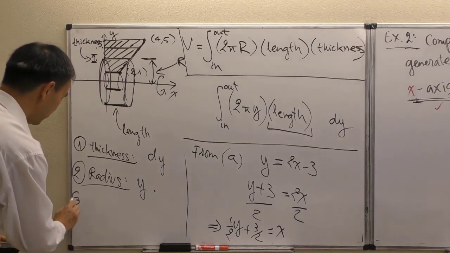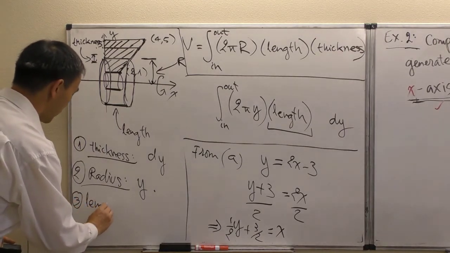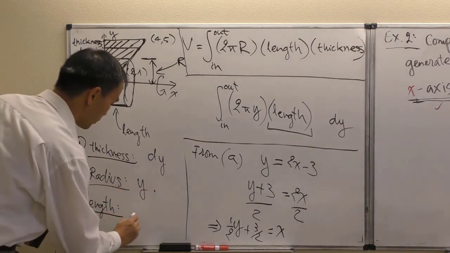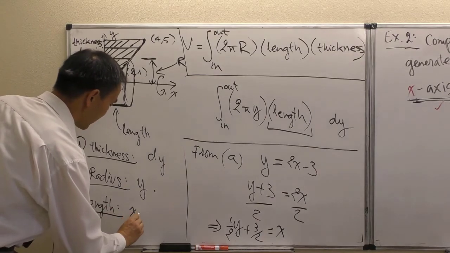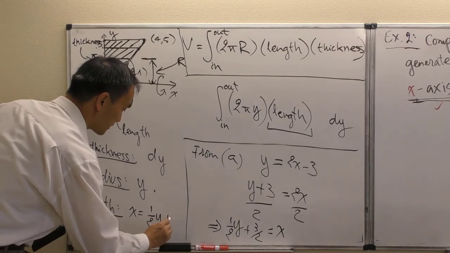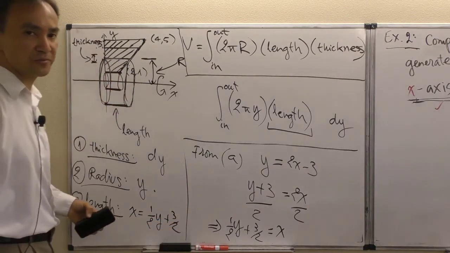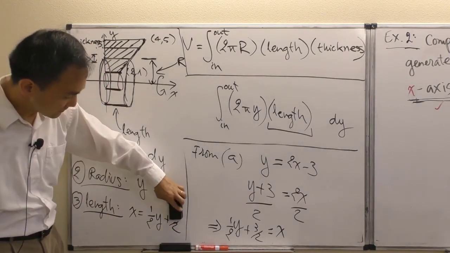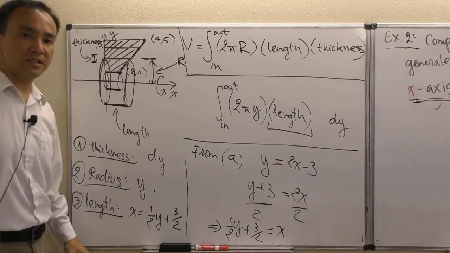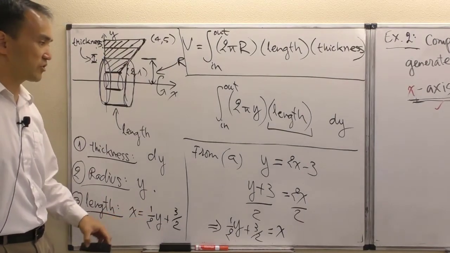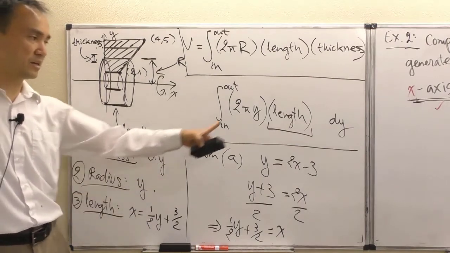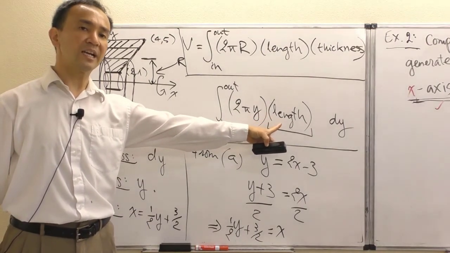So the third step, as we're identifying the length of our stripe, is that we're expressing that as x equals a function of y, 1/2 y plus 3/2. That's our function. All right, so that's our function, but now completely expressed in terms of y. And so now I'm ready to take this function, express it as a function of y, and substitute that into my length. Okay.